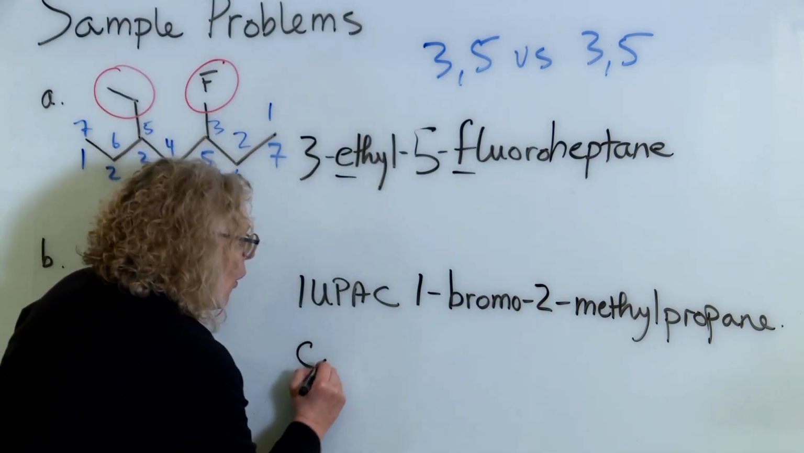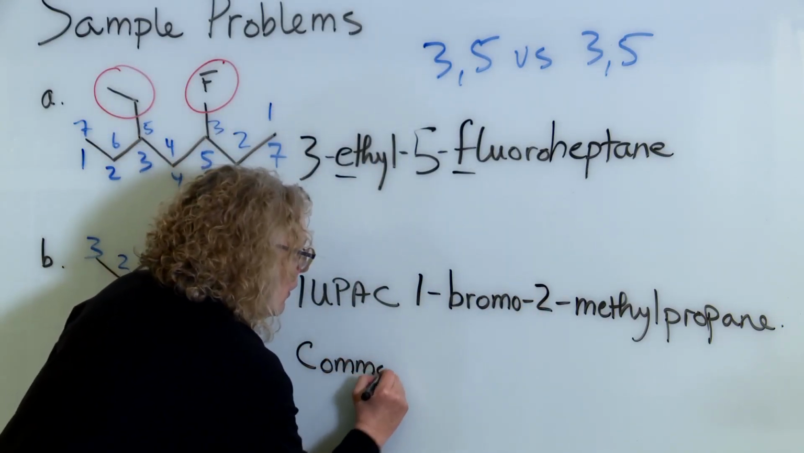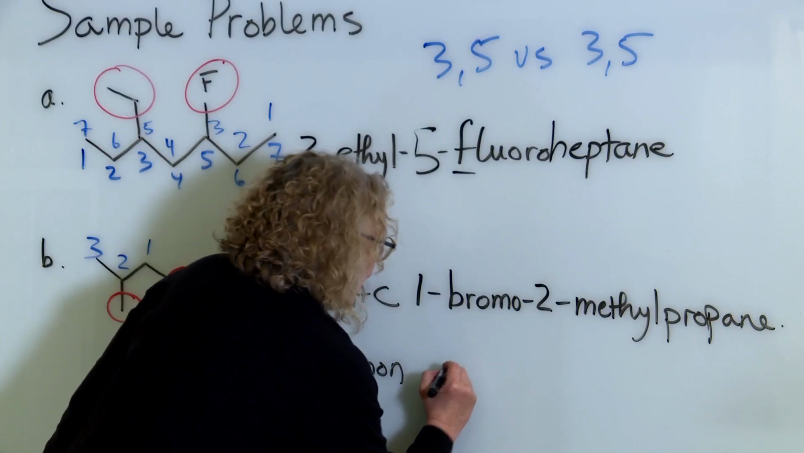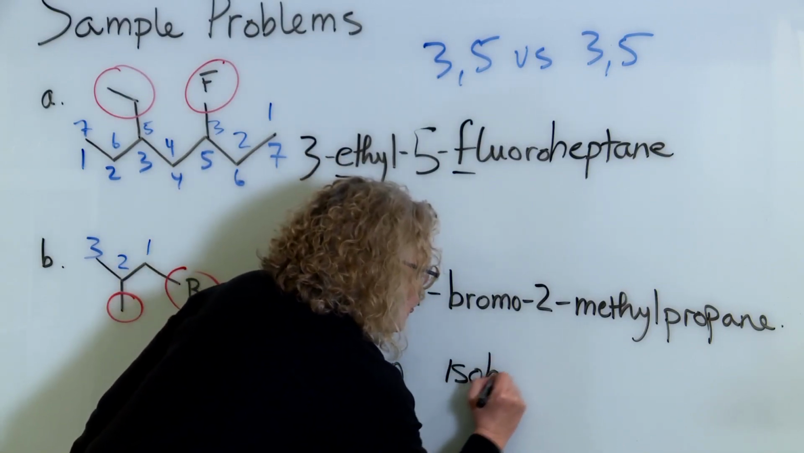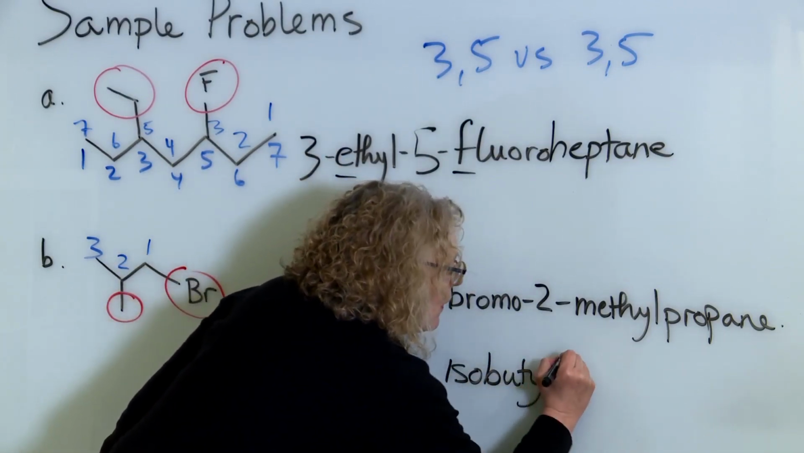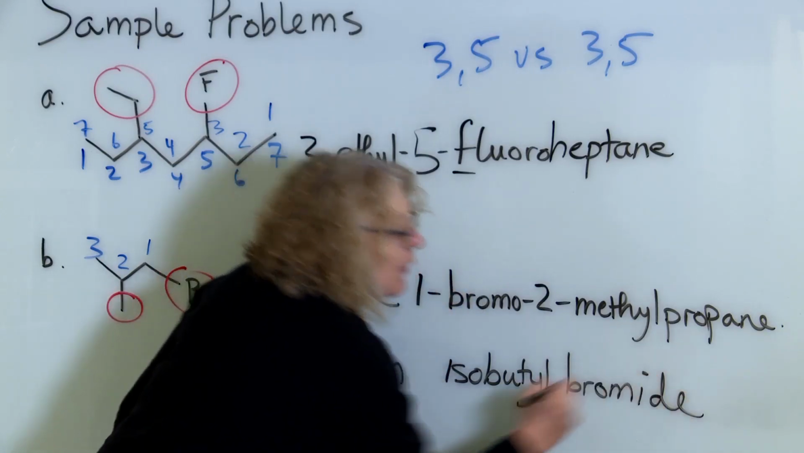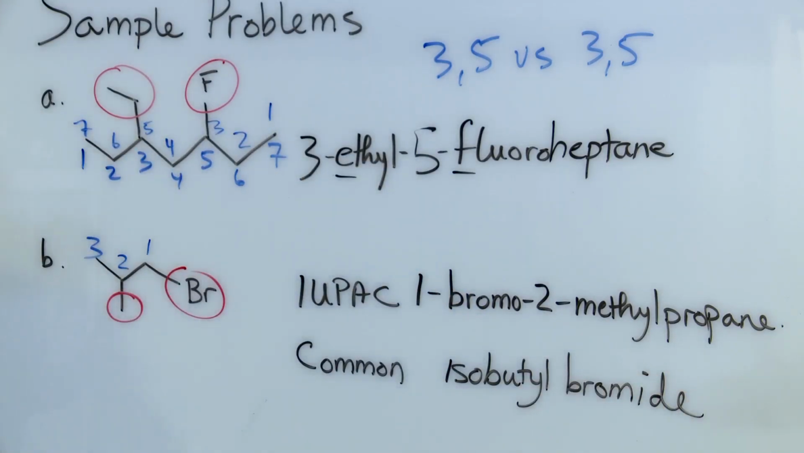Now this almost certainly would be called by its common name. It's a simple alkyl halide, so this is called isobutyl bromide, with the bromide being the parent and the isobutyl group being the substituent on the parent.